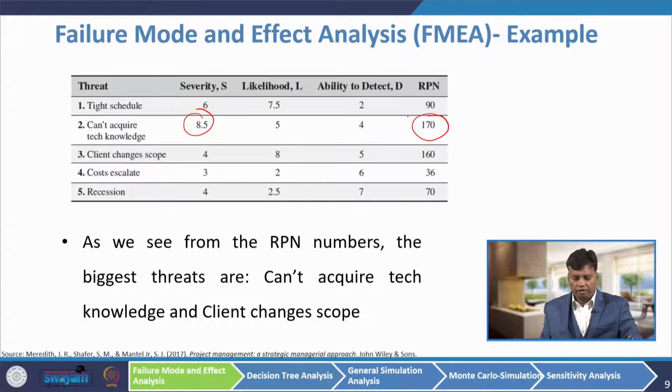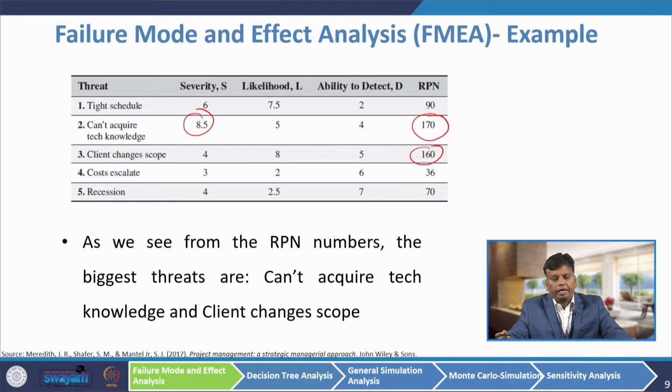As we see from the risk priority number, the biggest threat is cannot acquire technical knowledge. Next to that is 160, which is client changes scope. So first we have to try to mitigate these two risks. How can we mitigate? We can look at how to reduce the severity. Then we can look for a better methodology to predict the likelihood of that threat.